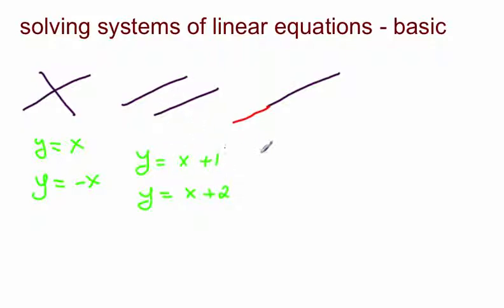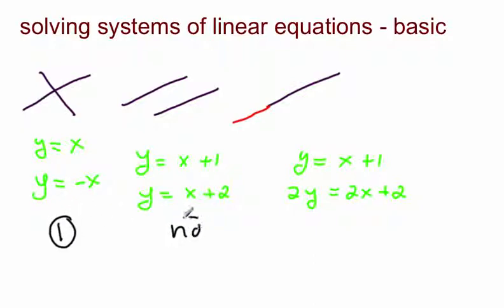It is also possible that we might pick two lines that appear to be somewhat different. We might have y equals x plus 1, and if we were to multiply everything by 2 we would have 2y equals 2x plus 2. We really have the same equation, even though it might look a little bit different. They have the same slope and they have the same intercept. So there are some ways that we could see that solving a system of linear equations may give us either one solution, no solutions, or an infinite number of solutions.